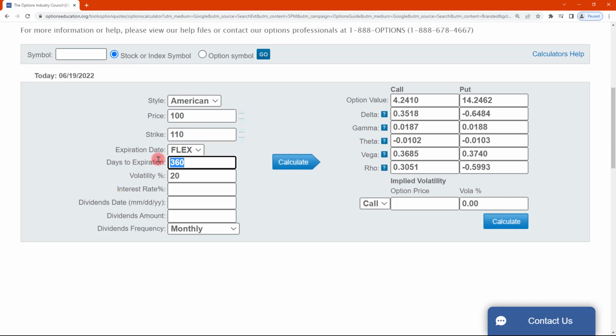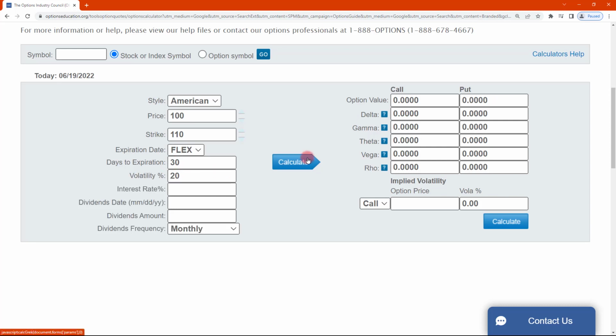What happens if we go to 400 days? 36 delta. Let's go up to 600 days. 40 delta. Let's go up to 800 days. 43. So you can see what's happening. 45. It looks like we're hitting the ceiling. Now let's set this back to 30 days.